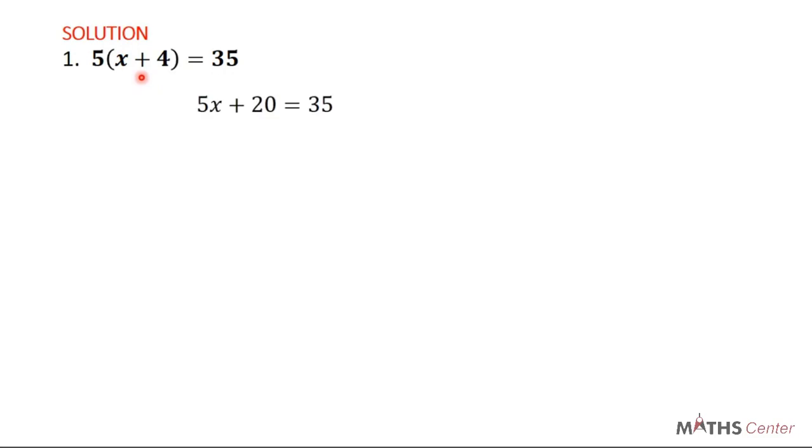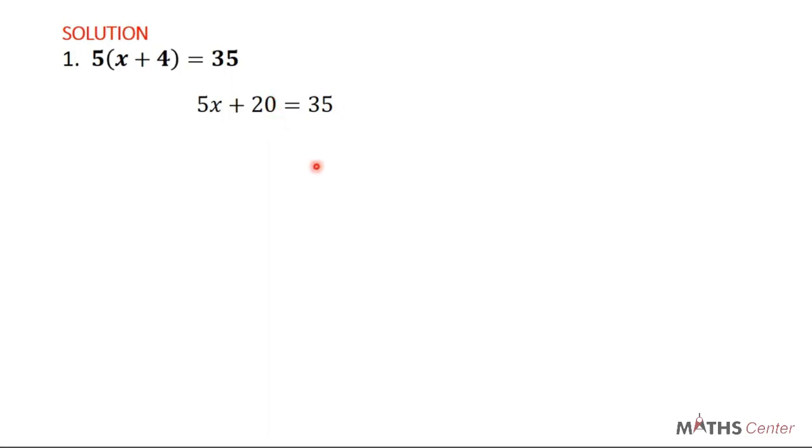So we are going to expand. 5 will multiply x to give us 5x. Then 5 will multiply 4 to give us 20. We have this is equal to 35. Now you see that this becomes like type 1. So what do we do from here?